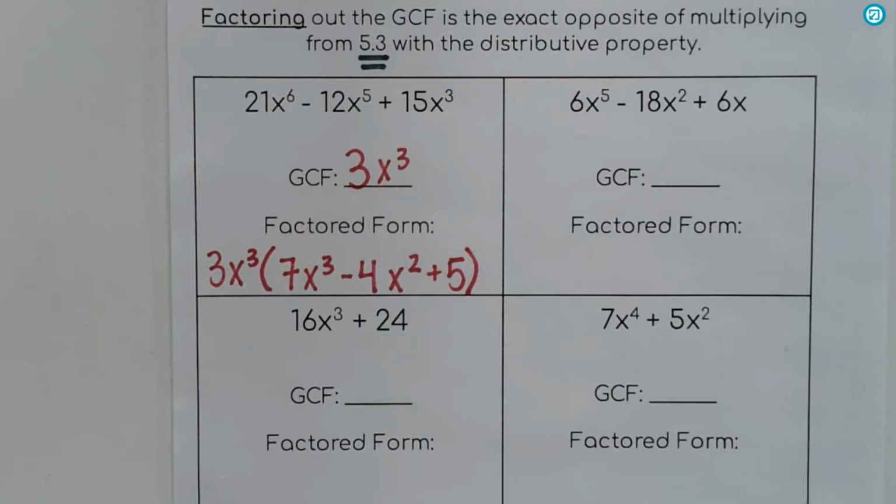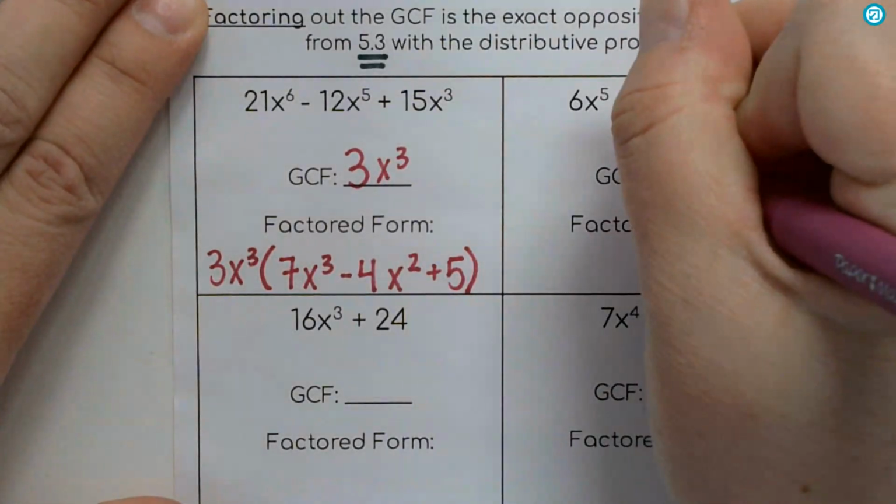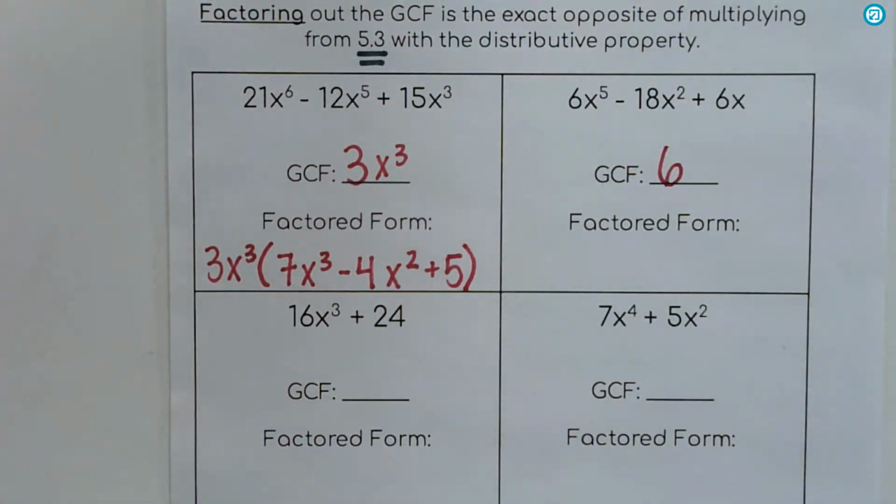We've got 6x to the 5th minus 18x squared plus 6x. What can I divide 6, 18, and 6 all by? A 6. So I can divide them all by 6. You also might be like, well, I could divide them all by 2. I could divide them all by 3. You are correct that you could divide them all by 2. You are correct that you could divide them all by 3. But we want to divide by 6 because we want the greatest common factor. We don't just want any old common factor. We want the greatest one.